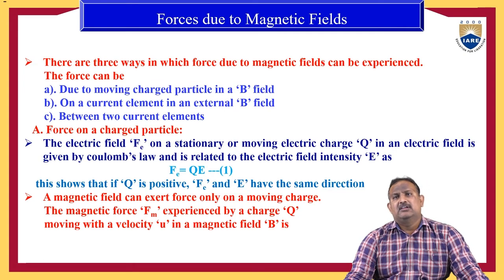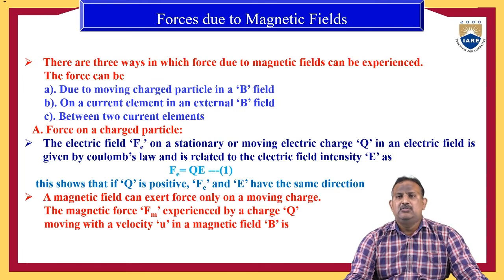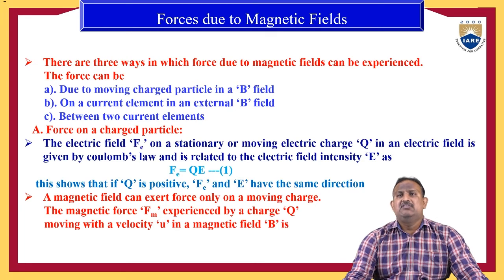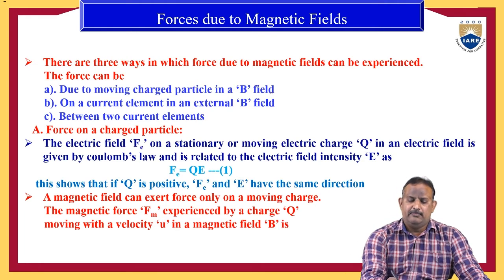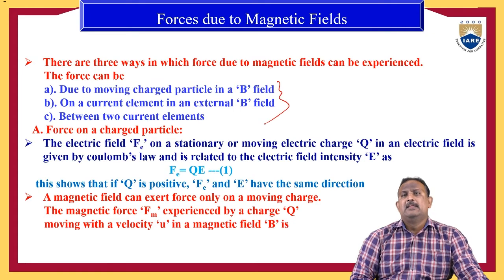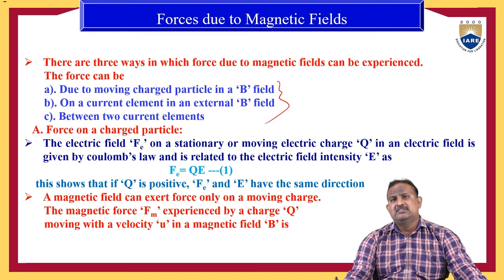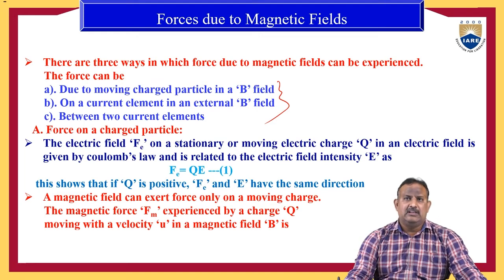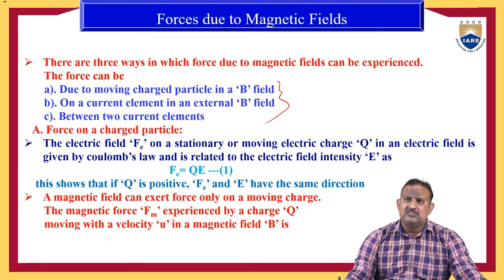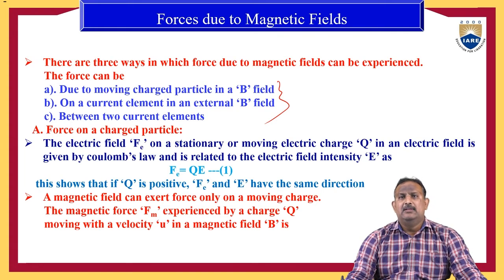The second one is the force on a current element in an external magnetic field. The third one is the force between two current elements. In these three ways, you can find the force due to a magnetic field. Here we will discuss the three concepts one by one. First is the force on a charged particle, or the force due to a moving charged particle in a B field.